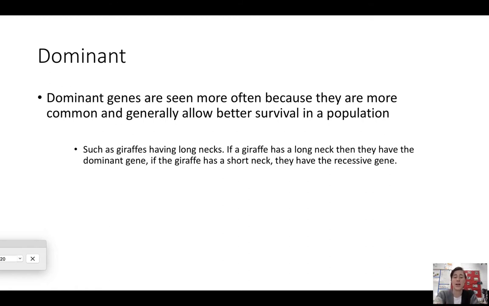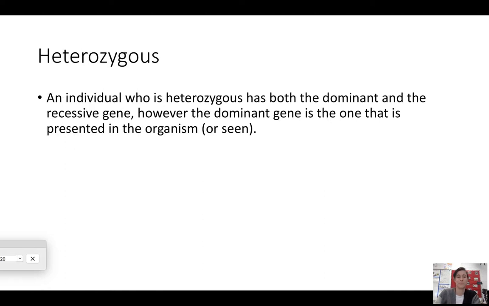And so it's better to have a dominant gene because usually a dominant gene appears more often because the organisms with dominant genes survive and push their genes onto the next generation. So the example I like to give is giraffes having long necks. If a giraffe has a long neck, then they have the dominant gene because that is the gene that is more common in the gene pool. If it has a short neck, then it most likely has the recessive gene. That organism is probably not going to survive to breeding age, which means that the dominant gene is the one that gets pushed on to the next generation.